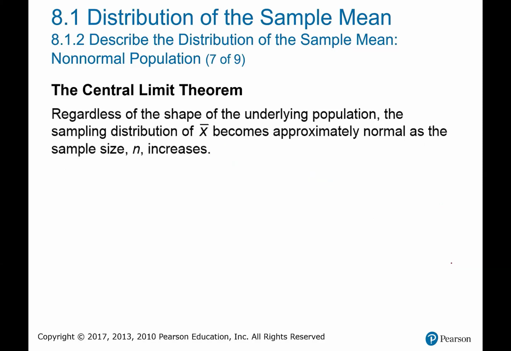And the central limit theorem says that, regardless of the shape of the underlying population, the sampling distribution of x bar becomes approximately normal as the sample size n increases.